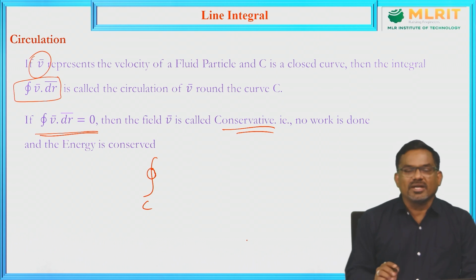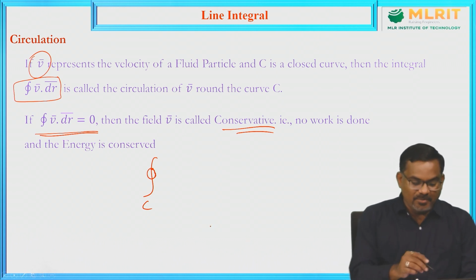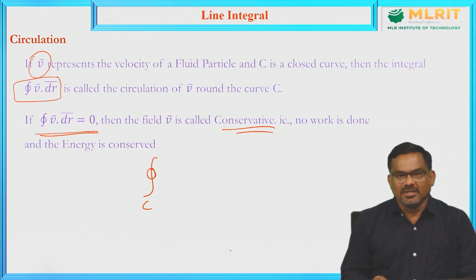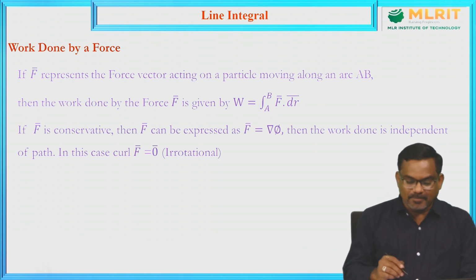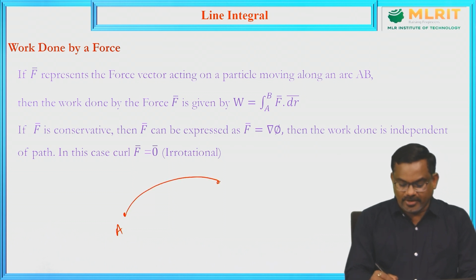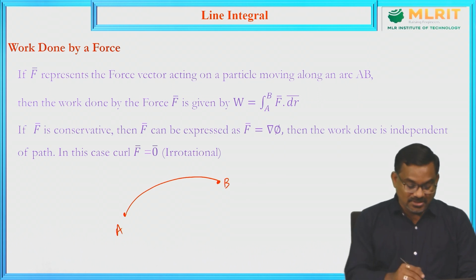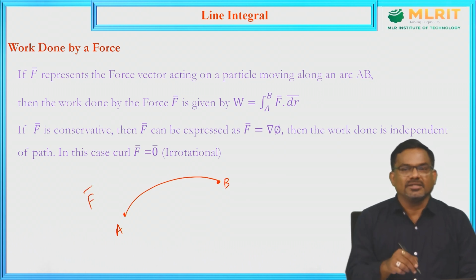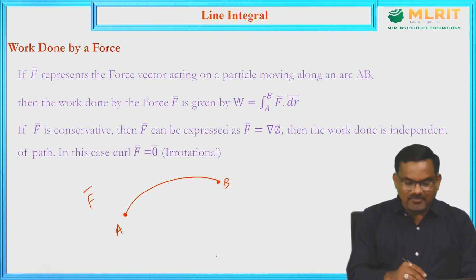That is, no work is done and energy is conserved. So if the line integral is 0 and v bar represents the velocity of a fluid particle, then no work is done and the energy is conserved. And the next concept is work done by a force. For example, a particle is moving from a point A to another point B. How does this particle move? We are applying some force F bar on that particle. By applying this force, the particle is moving from A to B and hence some work has been done.